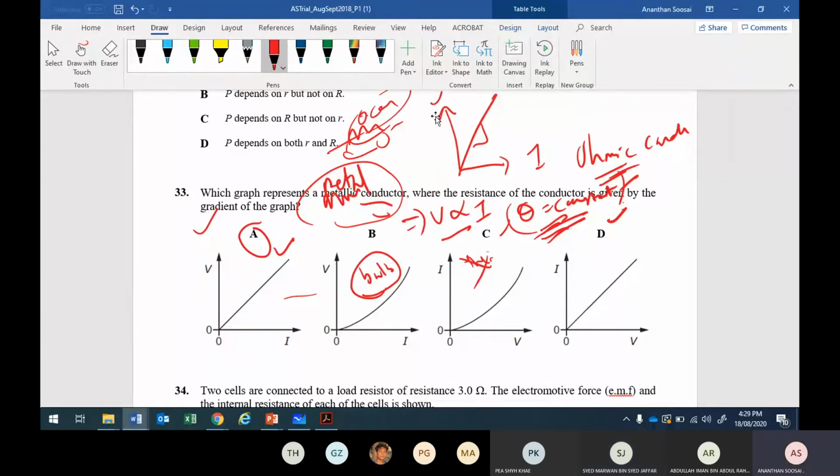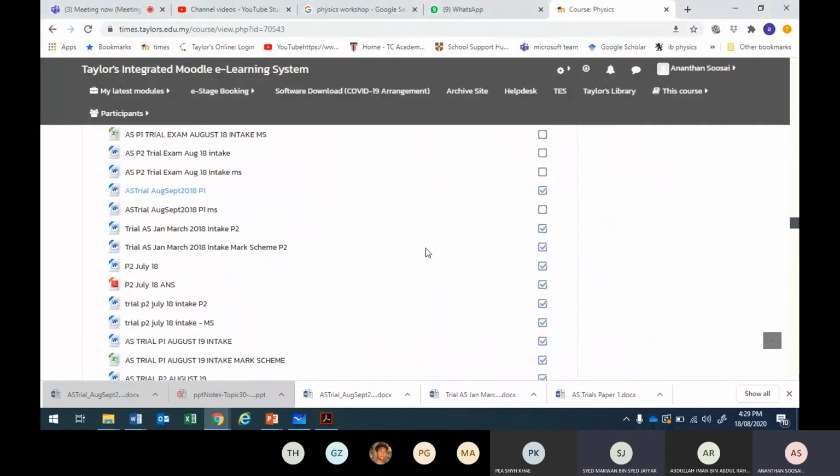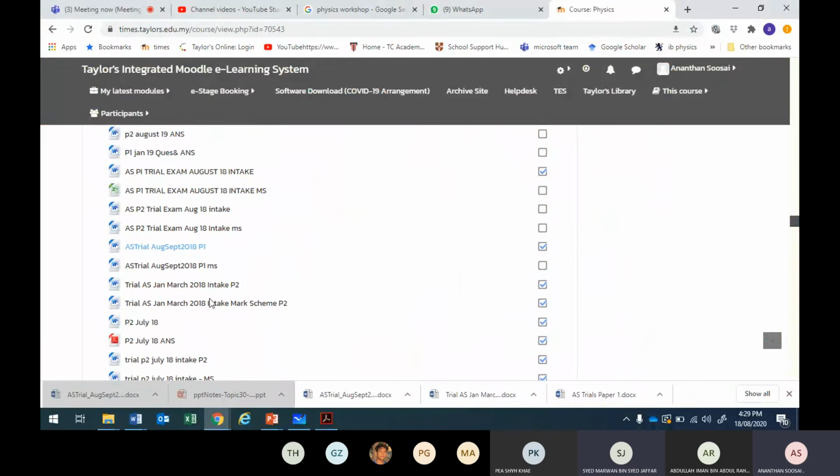Okay. So if you don't have questions, we go to the next paper. So next paper is paper 2. Anyone tried paper 2 here? I go for paper 1. The next one, yeah. August 18.